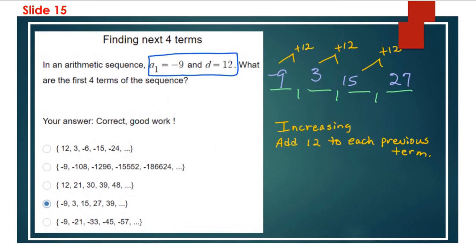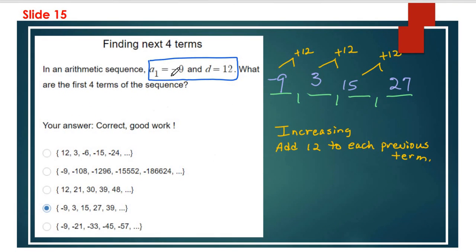Slide number 15, finding next four terms. You're given the first term, and then you're given the common difference. When I look at this, the first term is negative 9, which we have right here, and then you're going to add 12 to each previous term. We're using the recursive formula. So negative 9 plus 12 is 3. 3 plus 12 is 15. 15 plus 12 is 27. And you see that here are the numbers. And then you had to come up with 1, 2, 3, and then you'll say 27 plus 12 and come up with 39.